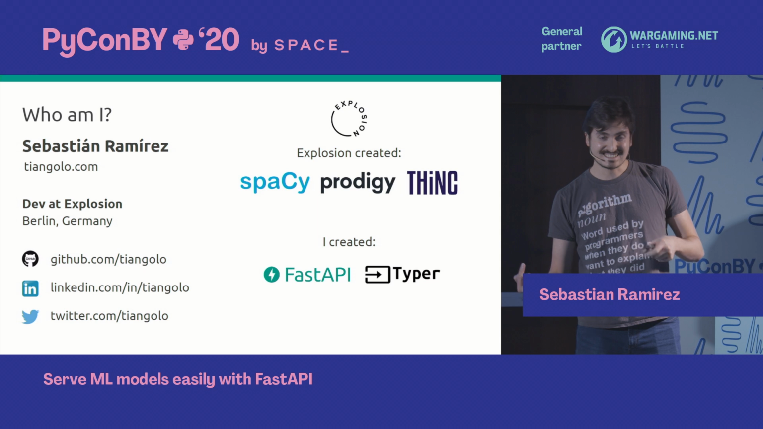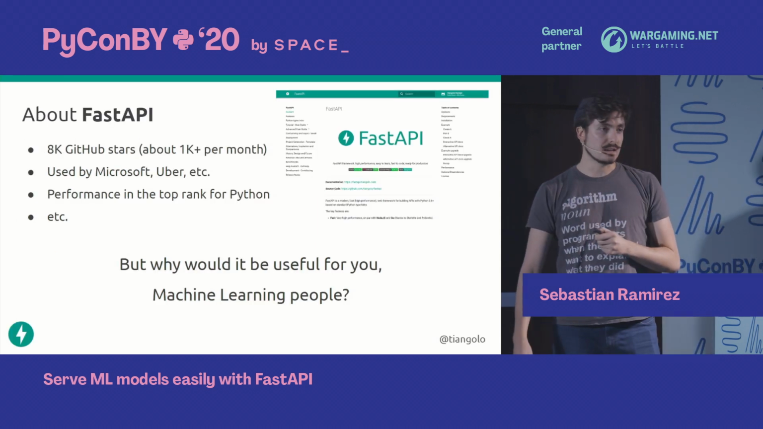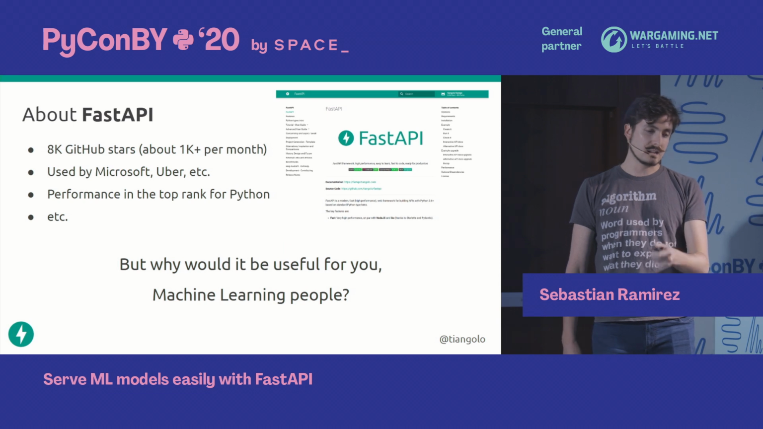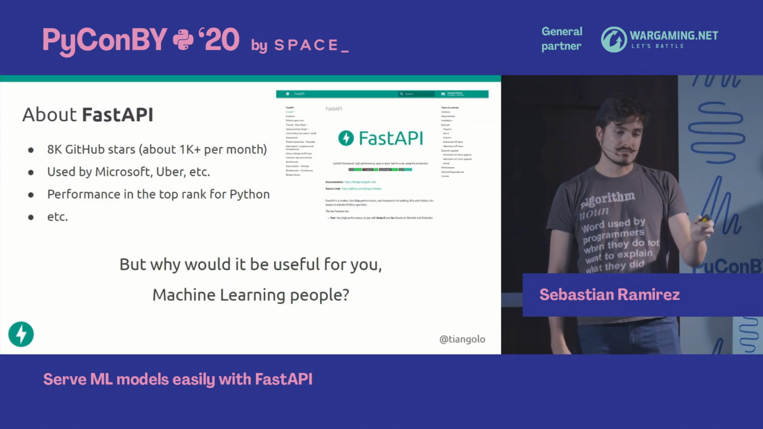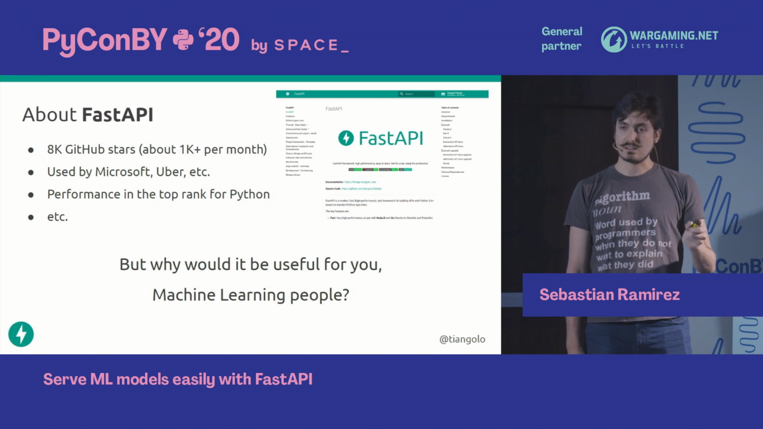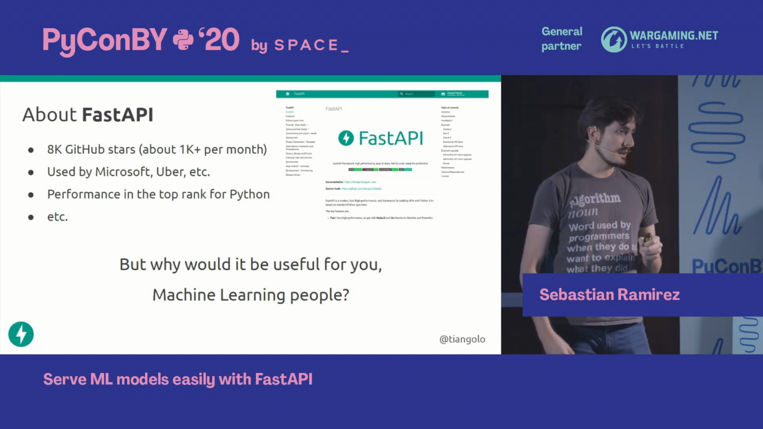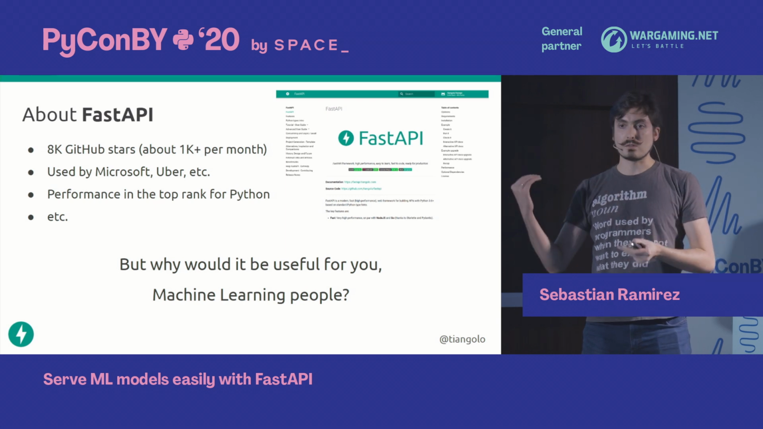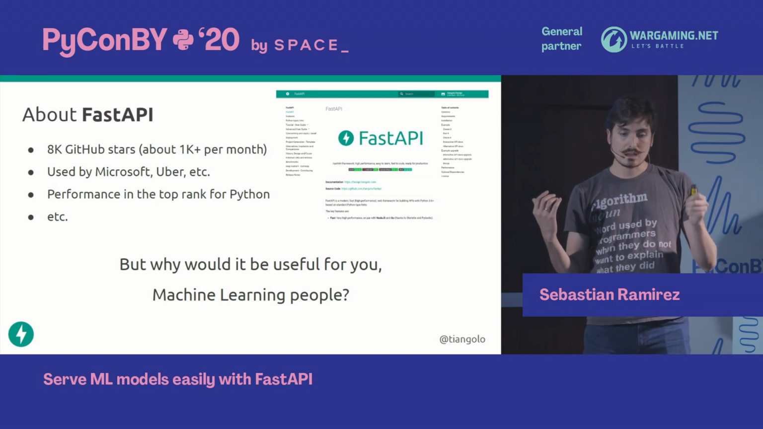That's why my accent. Okay, so quick stuff about FastAPI. It has 8,000, it actually has 9,000 something GitHub stars. It has been growing quite a lot recently. People seem to have liked it. It's used by Microsoft, Uber, and a bunch of other people and institutions. The performance you get when using FastAPI is in the top rank available for web frameworks in Python.